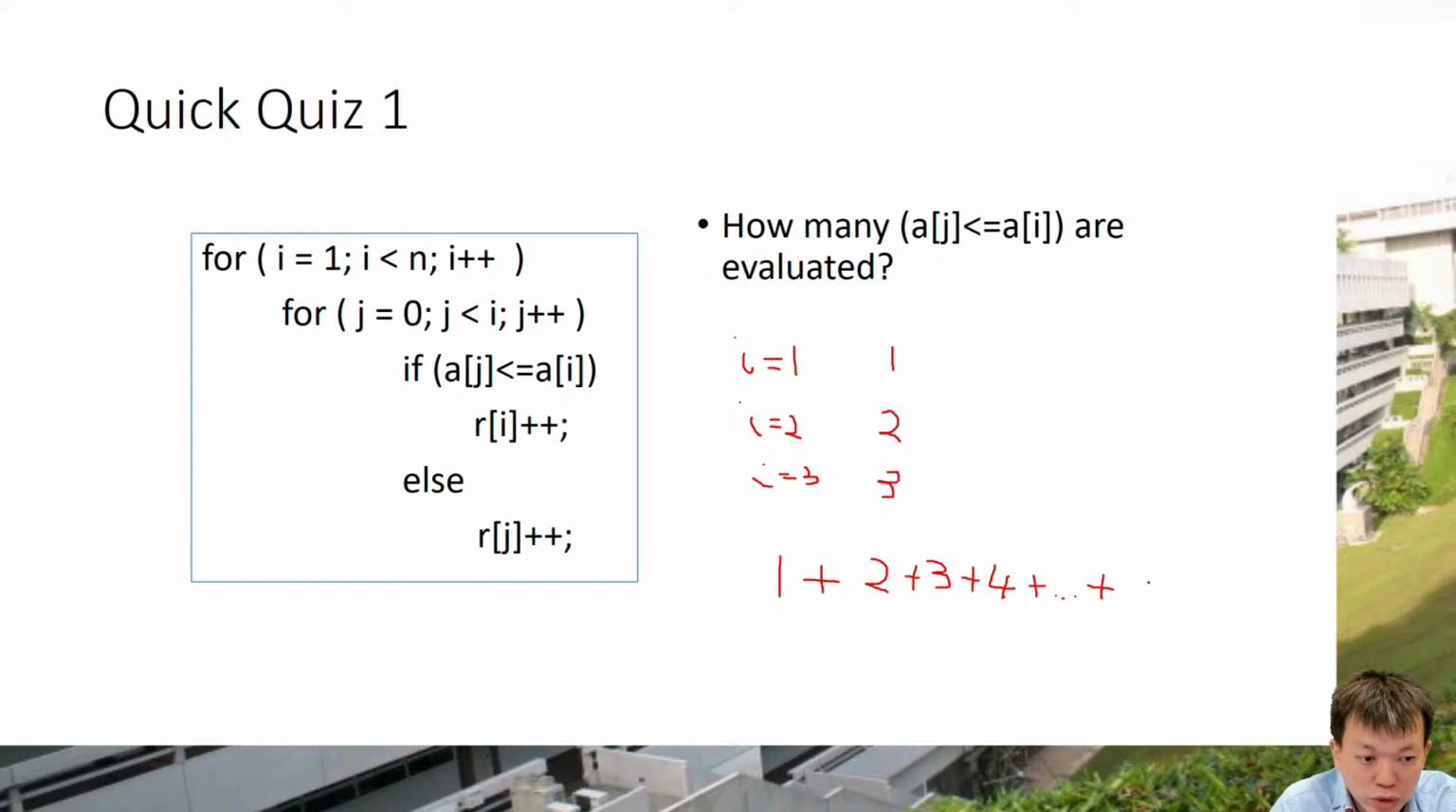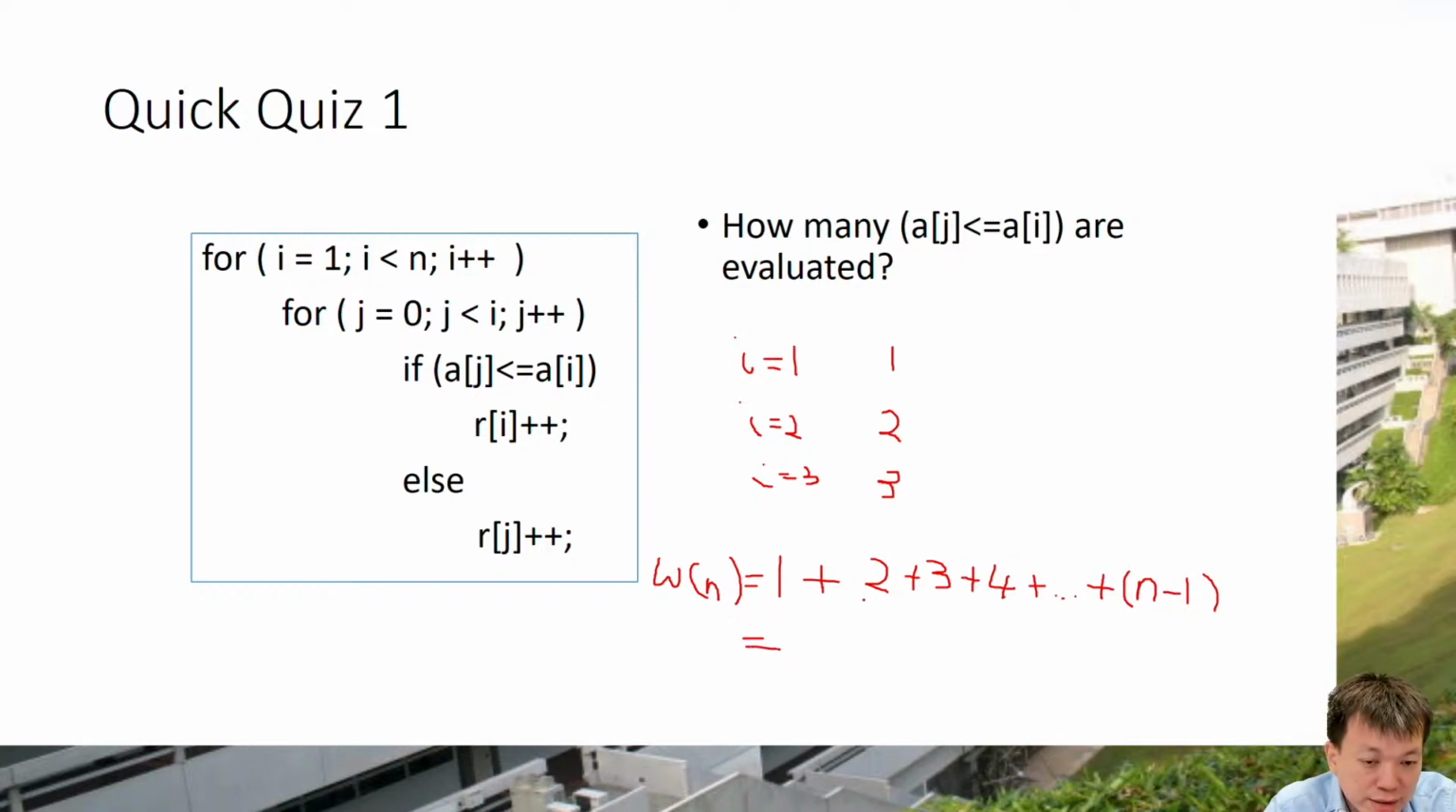When i equals n minus 1, then you run n minus 1 iterations. When i equals n, you will stop. So this is the total number of operations. Maybe I call it W(n), the number of operations evaluated.